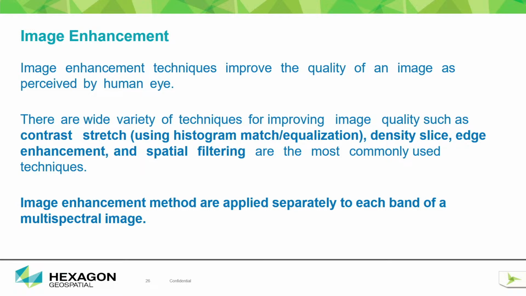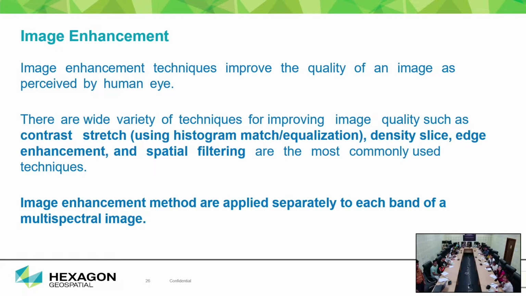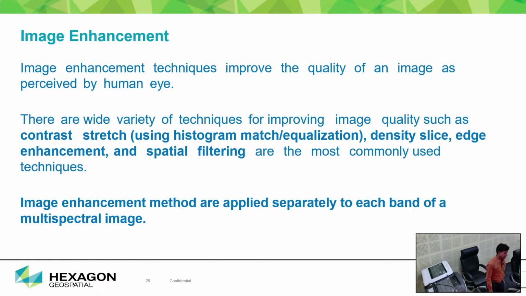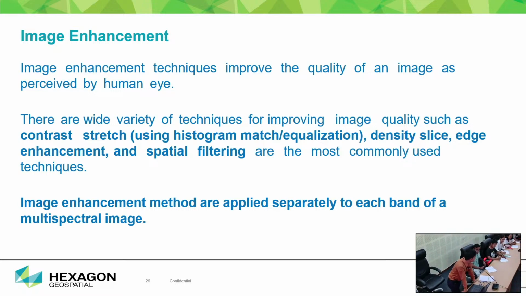So for this purpose we have some techniques like contrast stretching, using histogram match equalization, density slicing, edge enhancement and spatial filtering. These are the common techniques we will be using for the image enhancement. Okay, so basically in summary you can say image enhancement methods are applied separately to, and another thing I forgot to mention here, these techniques are used for each band of a multispectral image. I already explained to you what a multispectral image is. So multispectral image has some bands and panchromatic has only single band information, but in a broader scale of the spectrum region.